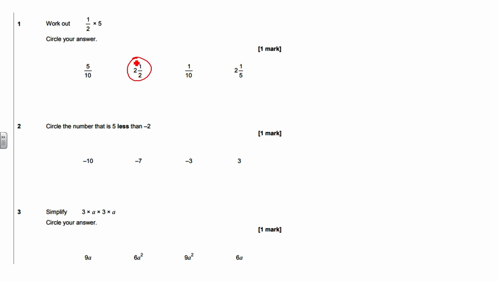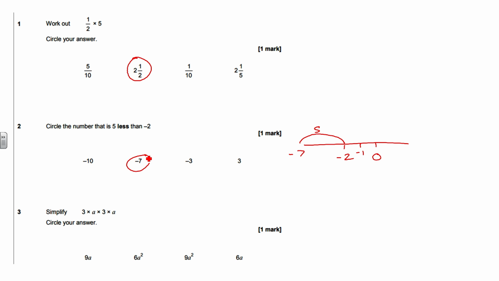Circle the number that is 5 less than minus 2. So imagine my negative numbers on a line, there's me at minus 2, 0's here, minus 1 is there. I want to go 5 that way, so it's minus 2 and then 5 that way will take me to minus 7.